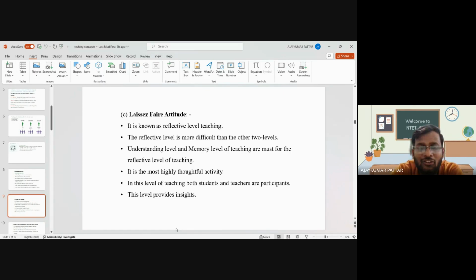Prerequisite is memory level and understanding level, के बाद reflective level आता है, and more insights will happen in this type of method. And it is more difficult than the two levels, memory and understanding level से difficult है, because reflective level means it has no specific curriculum. Beyond understanding, you will go into detail about the subject or concept. That is the reflective level of teaching in the laissez-faire attitude.